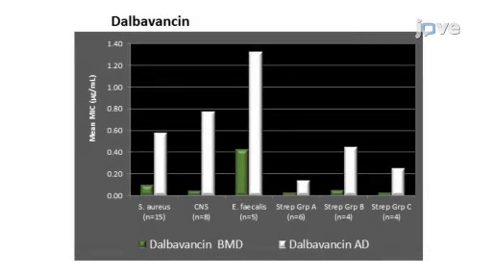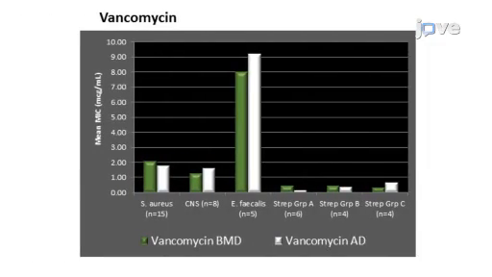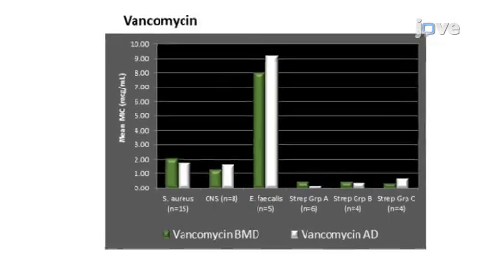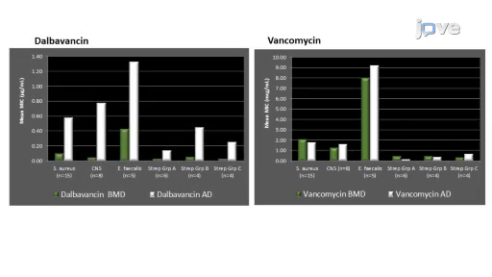Dalbavancin MIC results were compared to those obtained using the agar dilution method. As shown here, agar MIC results for dalbavancin are typically 2 to 8-fold higher than broth microdilution MIC results. This contrasts vancomycin results, which are similar by broth and agar methods. Therefore, agar dilution is not recommended for testing of dalbavancin.